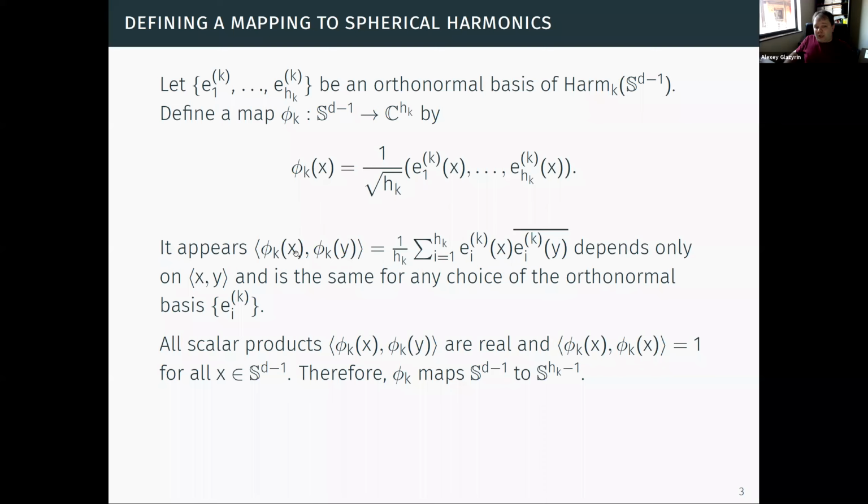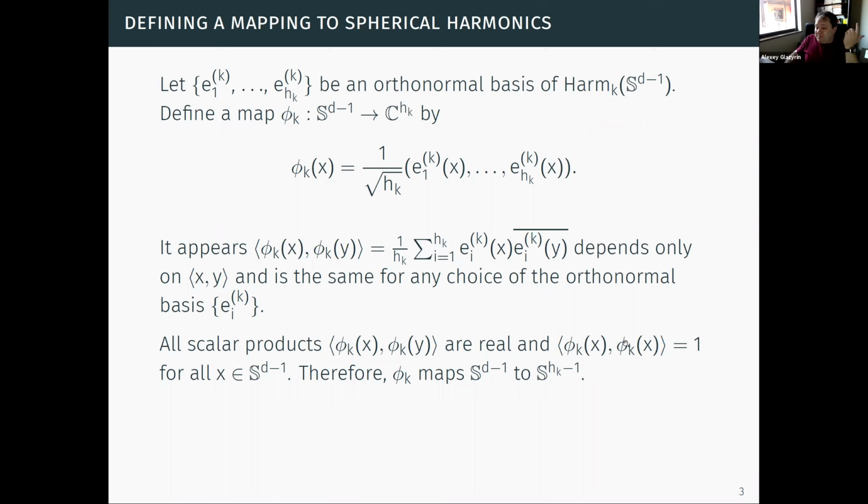Well, what can we conclude from here? If this depends only on the distance between 2 points, then switching x and y, we can see that the number must be real. So that's a real number, actually. On the other hand, if you substitute x and x and use the fact that this is an orthonormal basis, then you can actually conclude that phi_k of x times phi_k of x is equal to 1. So all of them are real. This is equal to 1.